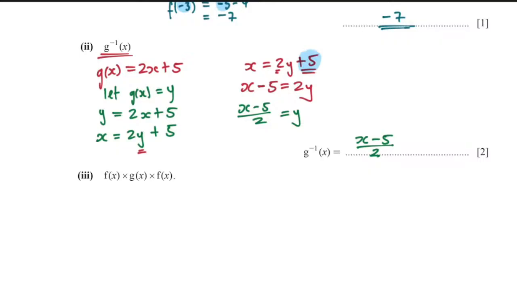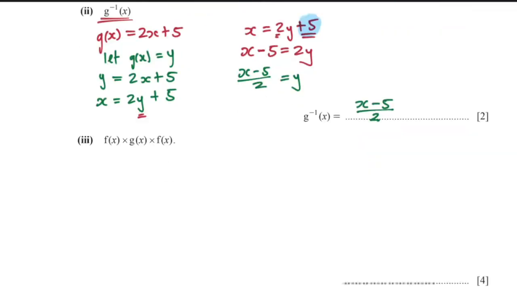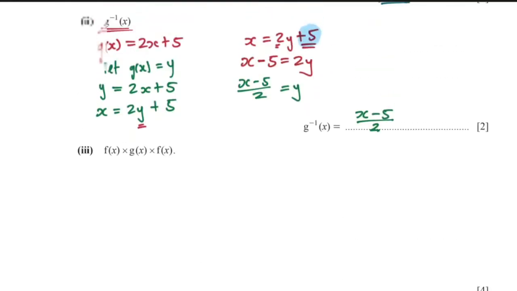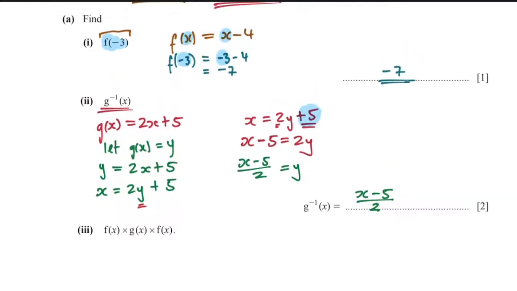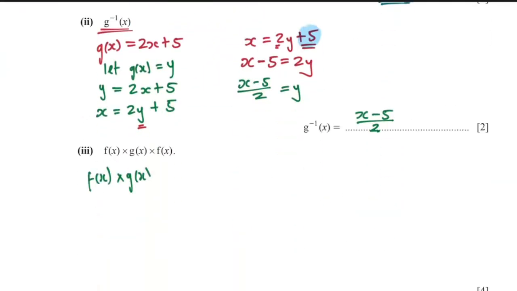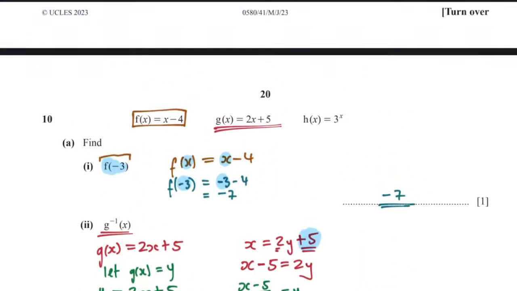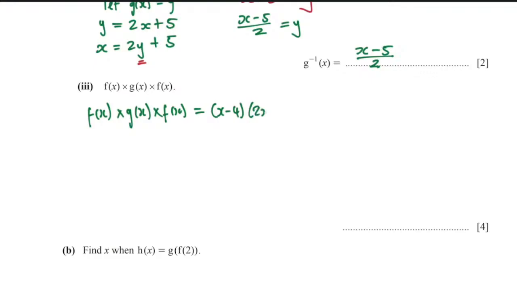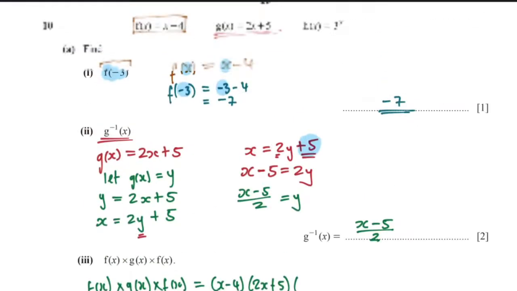Now let's do here where they were wanting us to multiply. f of x times g of x times f of x. You're going to say f of x, okay, times g of x times f of x. This is going to be equal to, what is the f of x? x minus 4. It is multiplying g of x, which is 2x plus 5, which is multiplying another f of x, which is x minus 4.